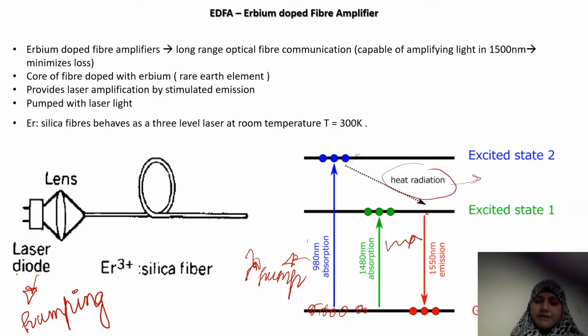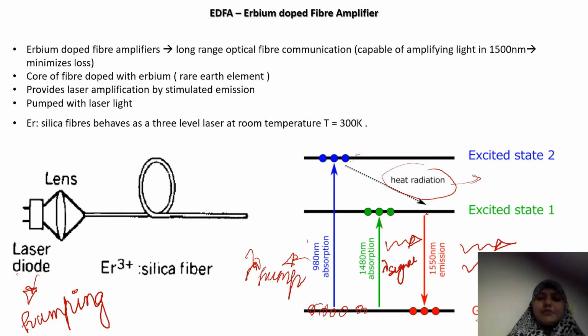Now I have my signal photon. This is my signal wavelength, and the atom gets de-excited and comes down to the ground state, and there will be emission at 1550 nanometers. This is how light is amplified by doping erbium atoms in a silica fiber. So this is very helpful.